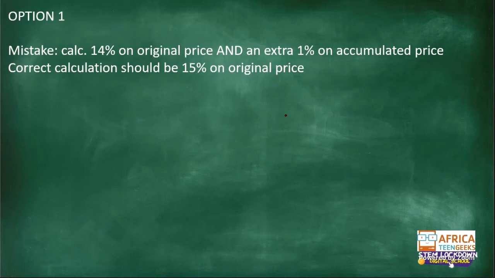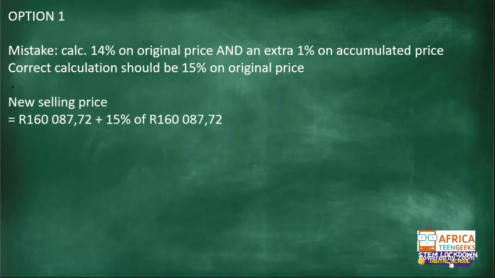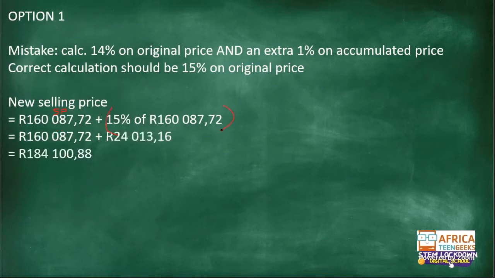Okay, so I'll continue, and the new selling price is supposed to be calculated like this. The 160,087 rand 72 cents, that is the selling price without any VAT, plus 15% of that. So you can do it straightforward like that. Plus 15% of that, then your new selling price would be 184,100 rands and 88 cents.